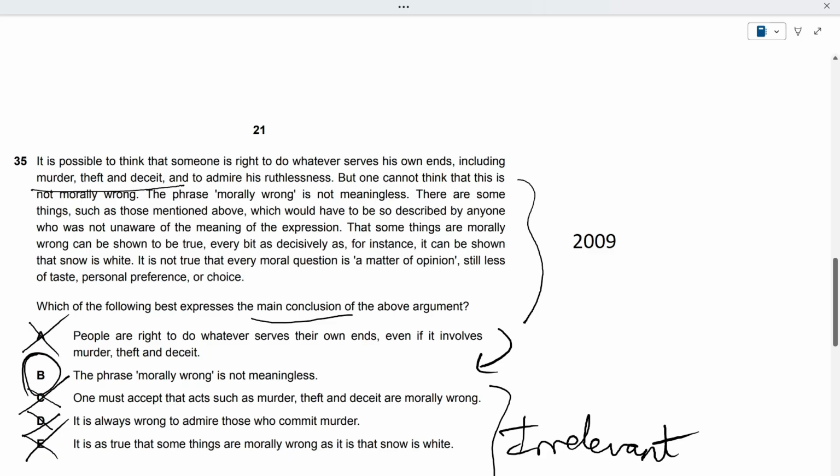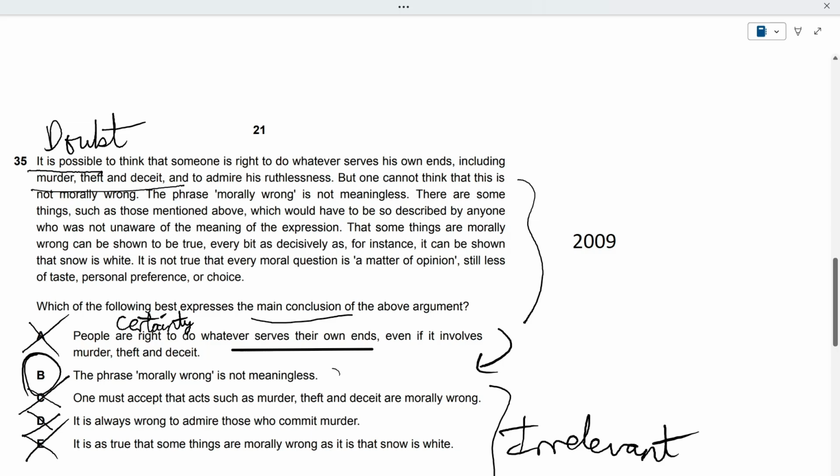If you're still unconvinced, go through the passage. You'll see that if I say people are right to whatever serves their own ends, it starts here. It is possible, right? This is what I talked about earlier. It is possible that this is true. That is a bit of doubt. And in fact, the rest of the passage contradicts that. This is absolute certainty. It's not matching the tone whatsoever. I only really kept it in because it seemed to be quite promising at the start, but then you realise the rest of the passage doesn't talk about it.